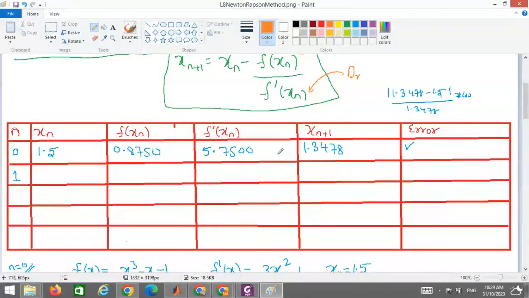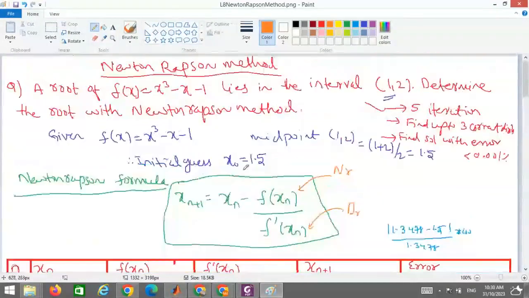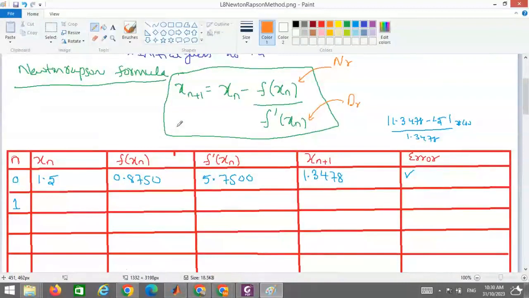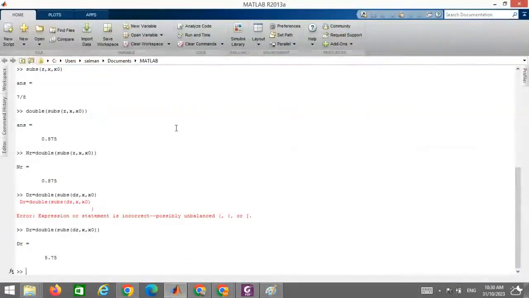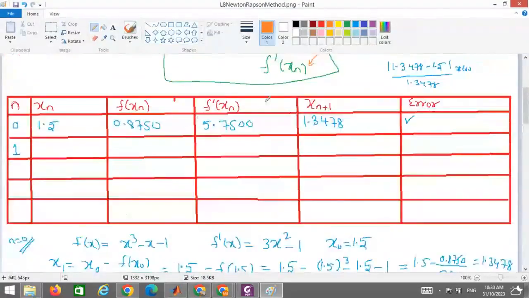Now x1 I can get by solving x naught minus numerator by denominator, right? This x naught minus numerator by denominator will give me the x n plus 1 value. So now let us see. x1 is equal to x naught minus numerator divided by denominator. How much did you get? 1.3478. So we got the answer.